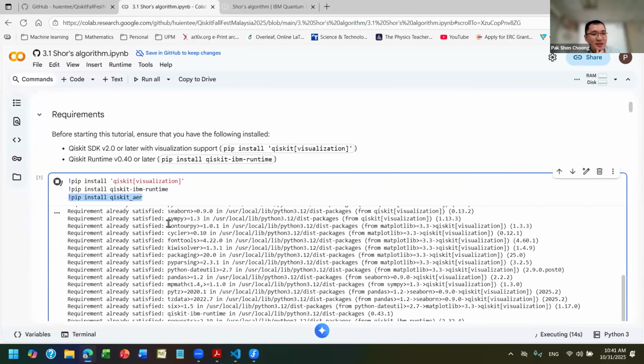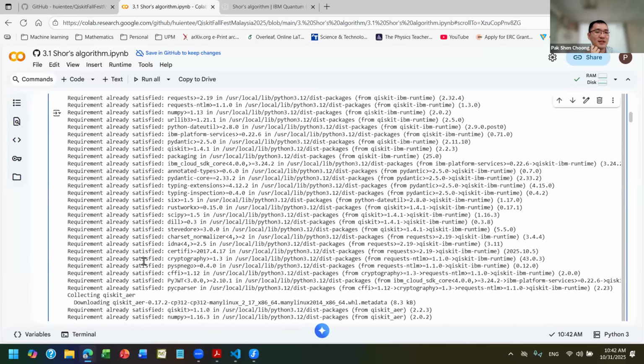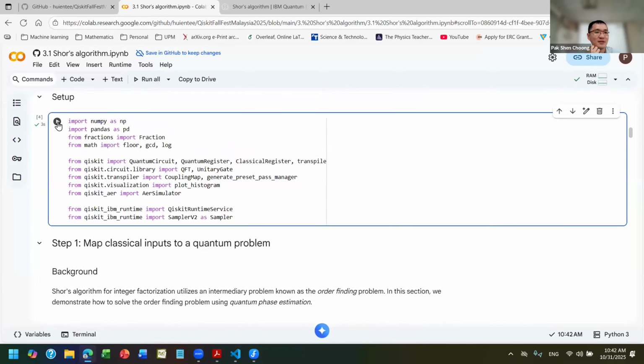Yeah, because they run it on their computer. That's why they did not mention you need this. I modify it to run the simulator. No wonder. So after you do the pip install, you basically can set up everything. So here should be no problem.